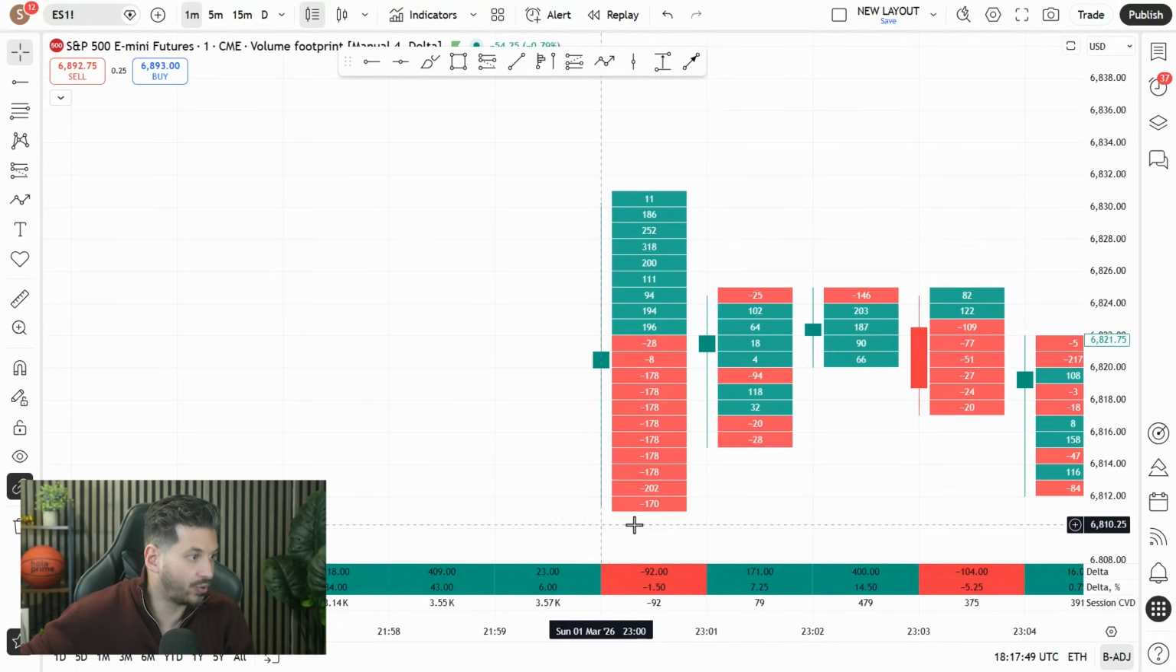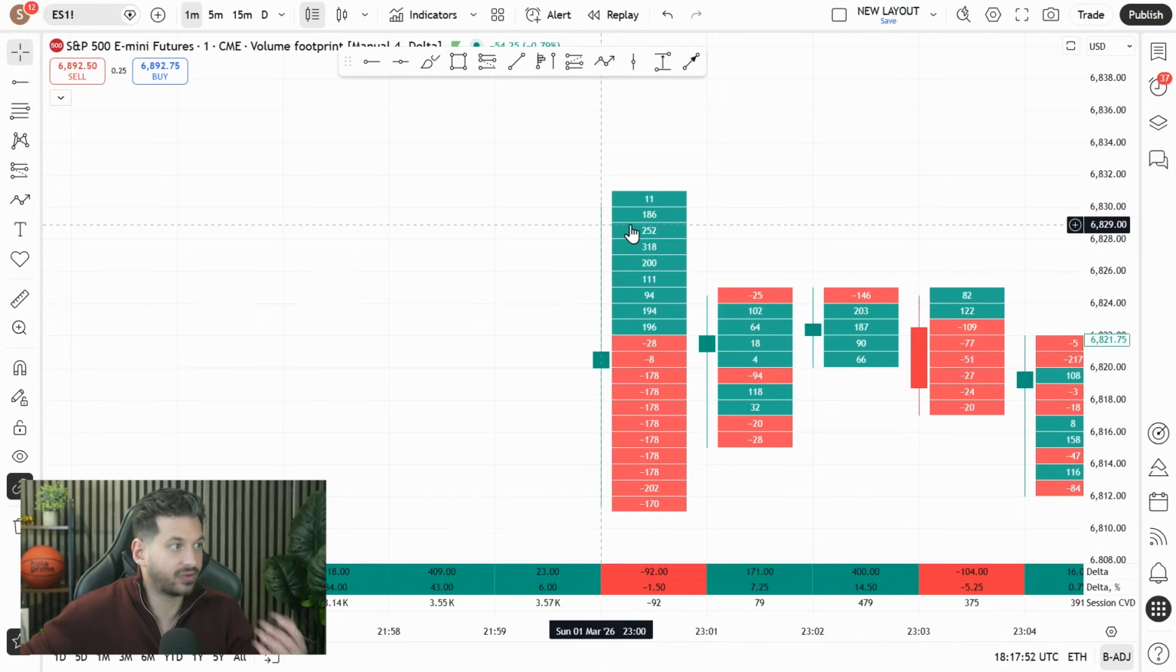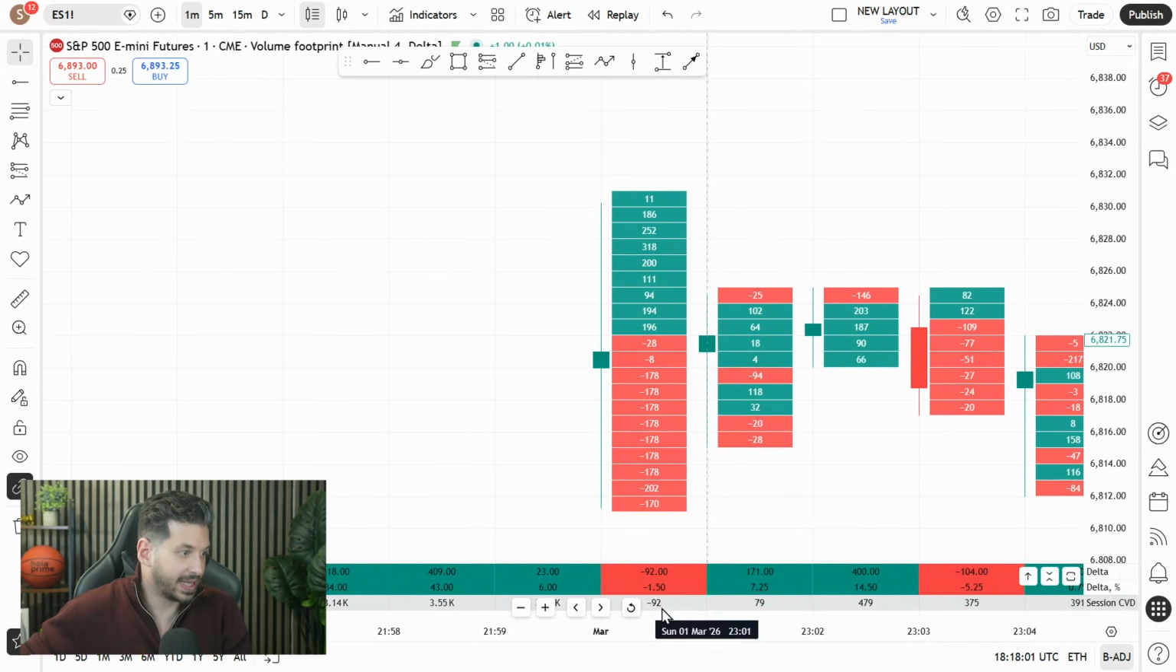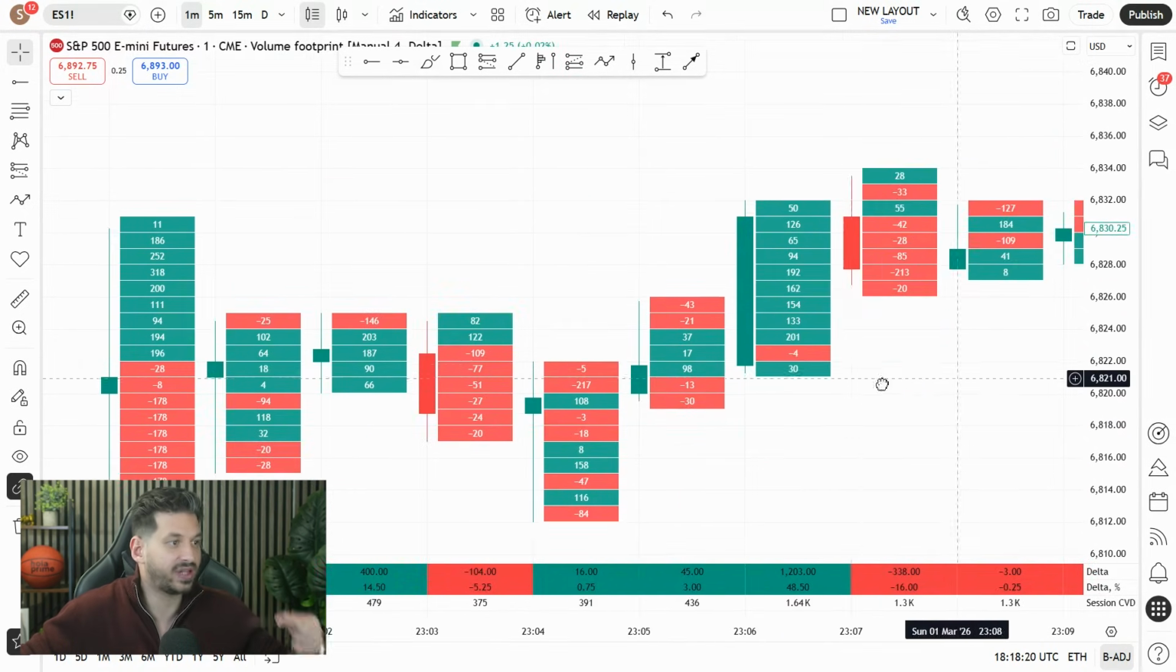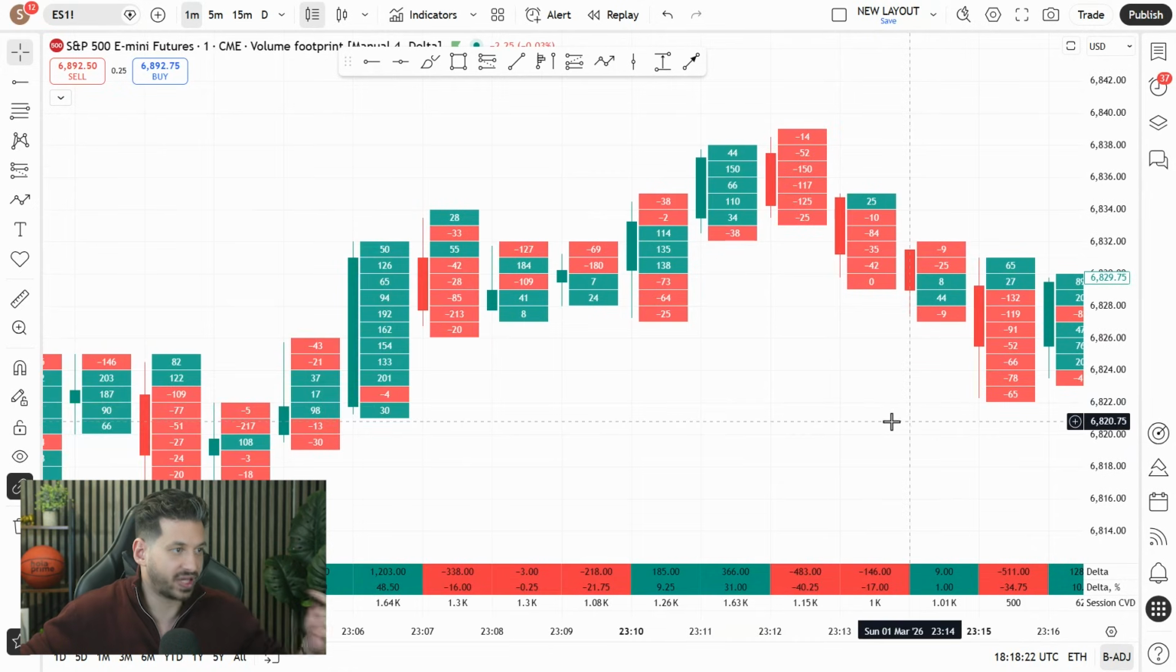If you add up all the aggressive buy contracts and all the aggressive sell contracts, and subtract them, altogether there was negative 92 delta in that candle. So the session CVD, because it's the first candle of the session, is negative 92. Then we got plus 171 delta in the next candle. If you add 171 to negative 92, you get positive 79. And it just keeps adding and tallying every single candle of the whole session, right?